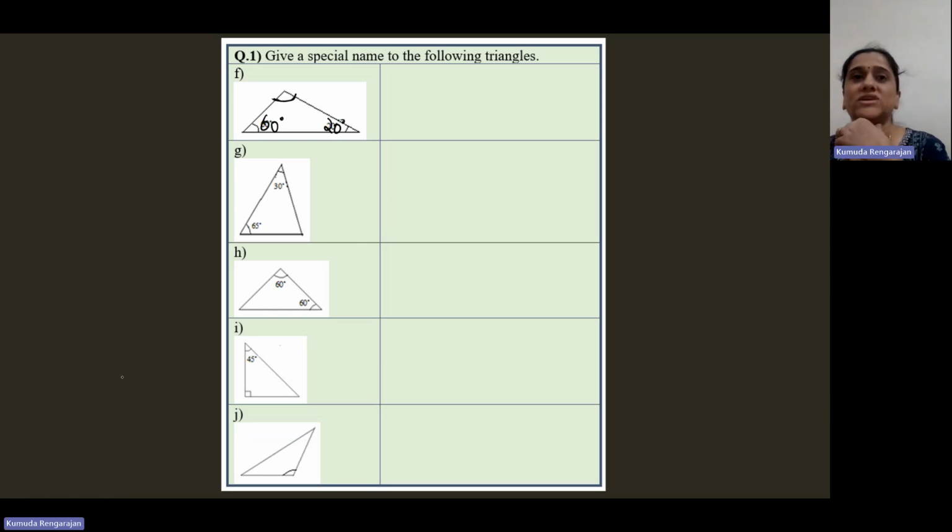What is the sum of all the three angles of a triangle? 180 degrees. The sum of all the three angles of a triangle is equal to 180 degrees. So 180 minus 60 plus 20, so 180 minus 80, 100 degrees. The measure of this angle is 100 degrees.